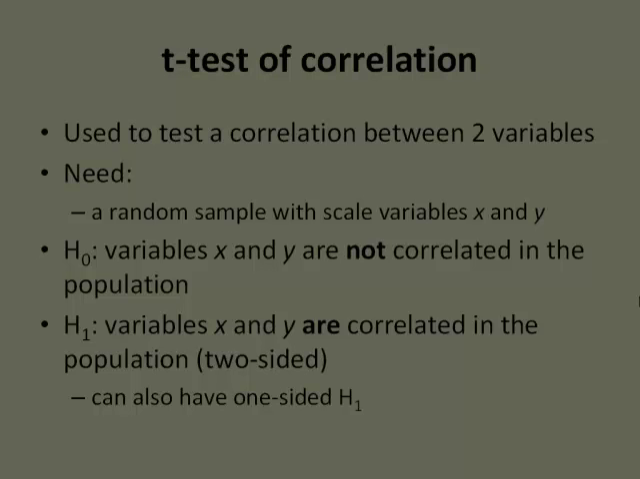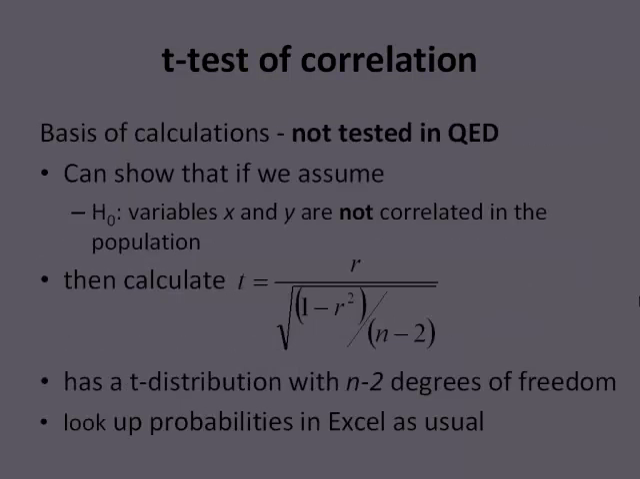The alternative hypothesis is that they are correlated, and it can be one or two-sided. It can be positive, negative, or just correlated in some way. Here's the bit we're not going to test you on. You can show that if you take the correlation coefficient, the number in your sample, and calculate with it, that gives you a t statistic. You can show that, but we're not going to test you on it.